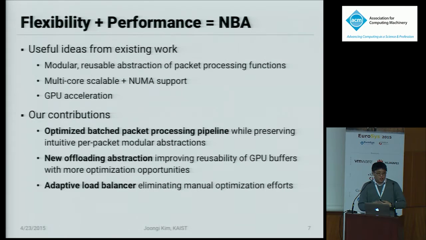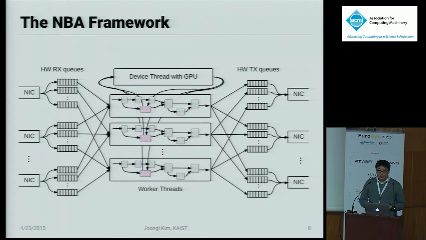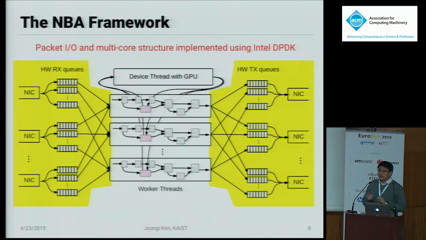Here is the high-level diagram on how NBA works. The packet I/O components are based on Intel DPDK for maximum performance. DPDK, or Data Plane Development Kit, is a famous user-space network driver suite open-sourced by Intel. It offers low-latency poll-mode network card drivers and highly optimized multi-core programming libraries. NBA uses DPDK to receive and transmit packets using multi-queue network cards for multi-core scalability and to implement efficient memory management. Of course, NBA's programming interface is mostly independent of DPDK, so that you don't have to worry much about DPDK when using NBA.